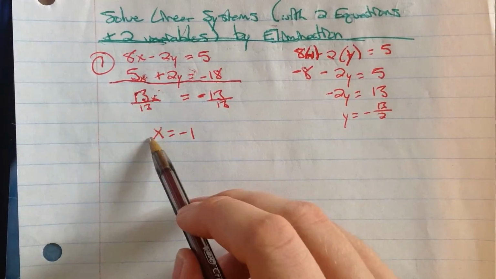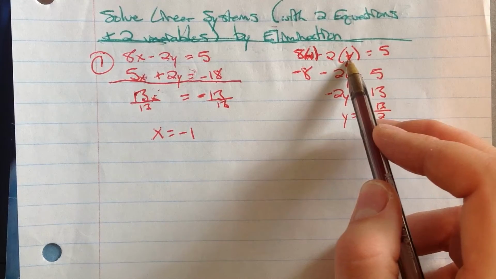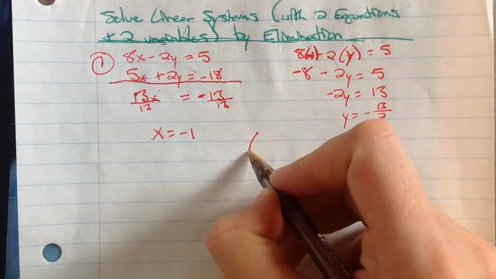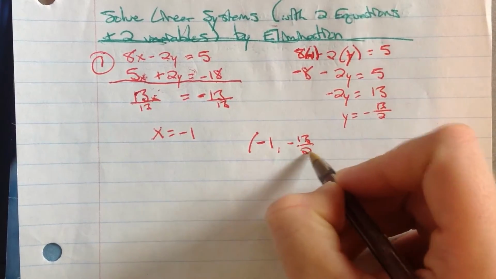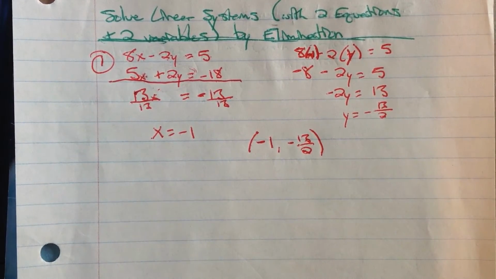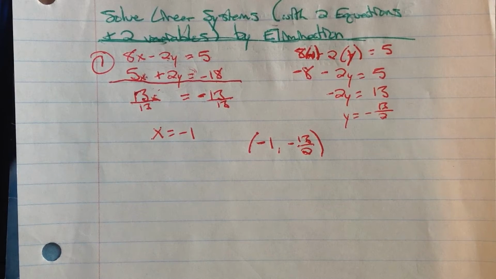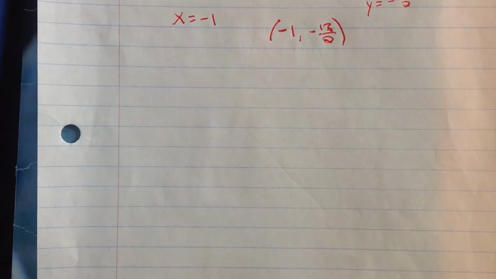So we solved for x, plugged it back in for x in either one of these equations, then solved for y. So our solution point would be negative 1, negative 13 halves, and we would get the same answer if we solved by graphing or by substitution, which we've been exposed to both of those earlier. Let's try another one of these that's a little bit more in depth.